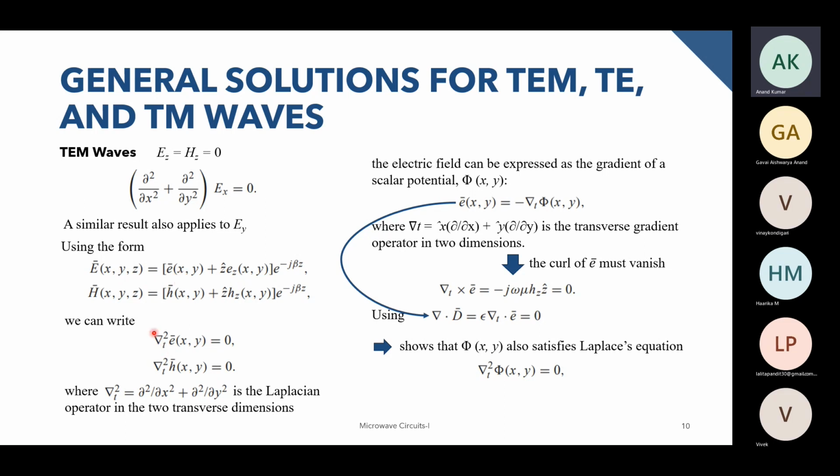Now we can express the Laplacian of the non-z dependent term. This does not have any z, this does not have the z direction, so we can write the Laplacian. The Laplacian is given by del t square equals ∂² by ∂x² plus ∂² by ∂y². So this is the Laplacian operator.